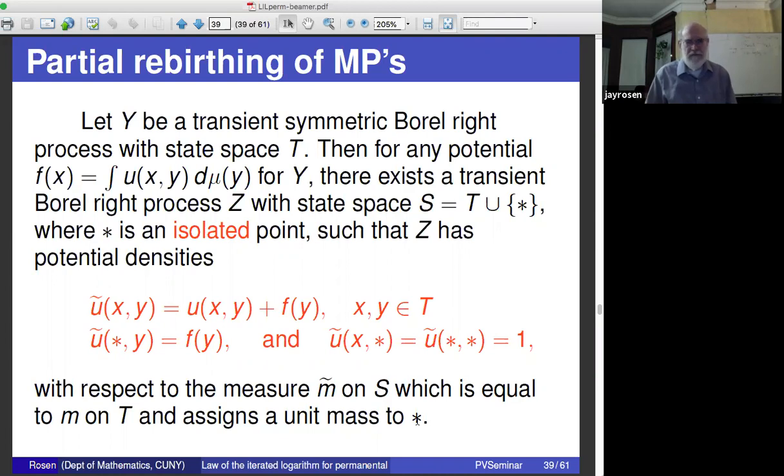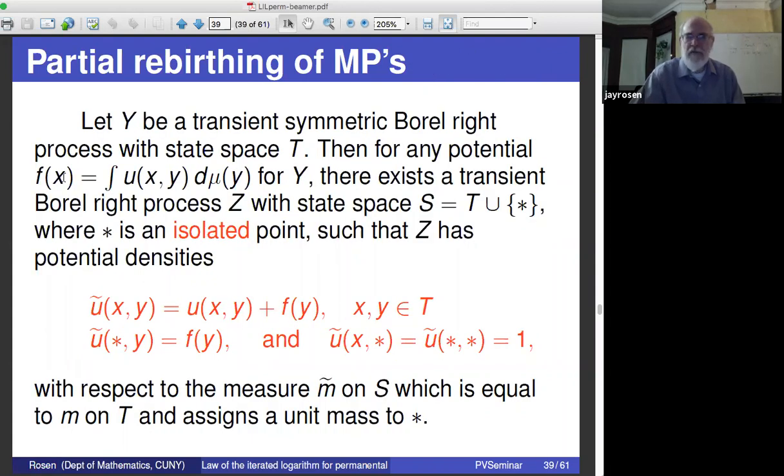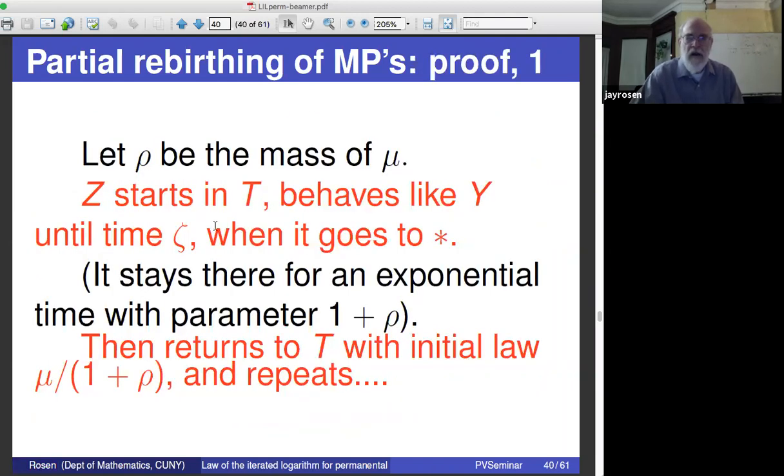By the way, in Markov process theory there are many different examples of rebirthing. This one we found very convenient to use. So let me explain what's going on. Remember, we're starting with a nice Markov process, a transient process, which has some death time. And I have a measure mu, the measure that gave rise to my excessive function, my potential f. So my new process starts in T and evolves just like the original Y until the death time. Then it goes to star, and it stays there for an exponential time. I don't need to think about that now; that relates to the second line of my conditions on the potential. But after star, it returns to T with initial law mu over 1 plus rho, where rho is the mass of mu.